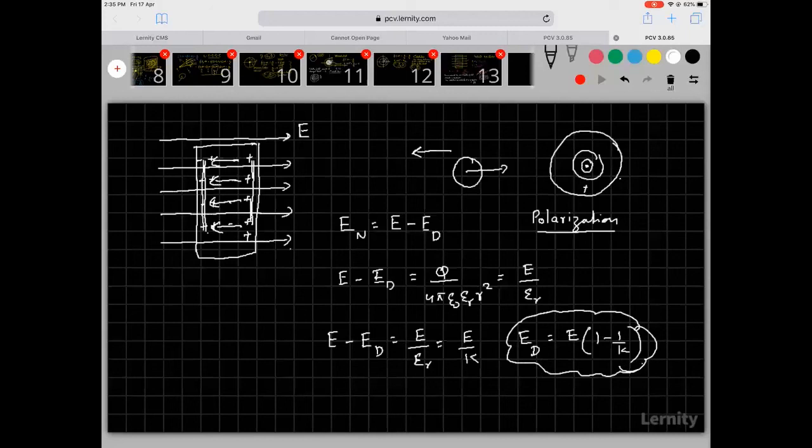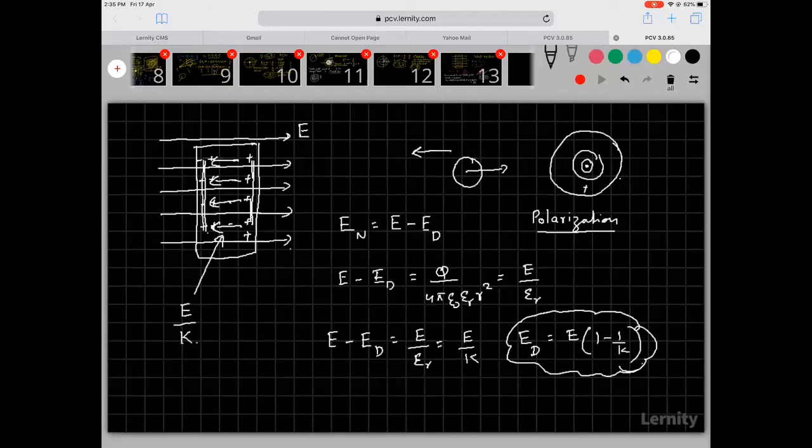Okay. Then what is the net field inside the dielectric? The net field inside the dielectric is E by K. That's what we said. When we added a salt to water, we said because of the dielectric force, water gets separated. If we didn't do it, I'll explain it to you now.